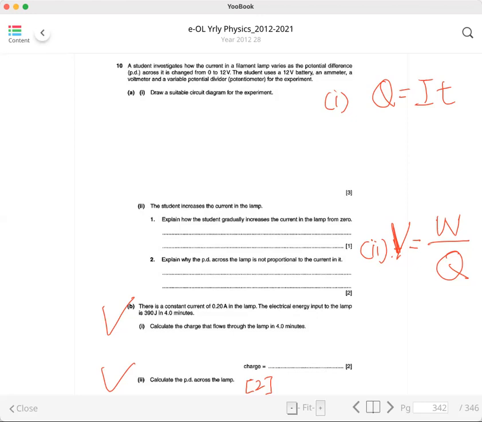Bei Kuan, are you there? Bei Kuan, incorrect. What is the SI unit for time? Okay, you must be very clear. For all these formulas, what is the SI unit for time? Everything must be in SI unit.